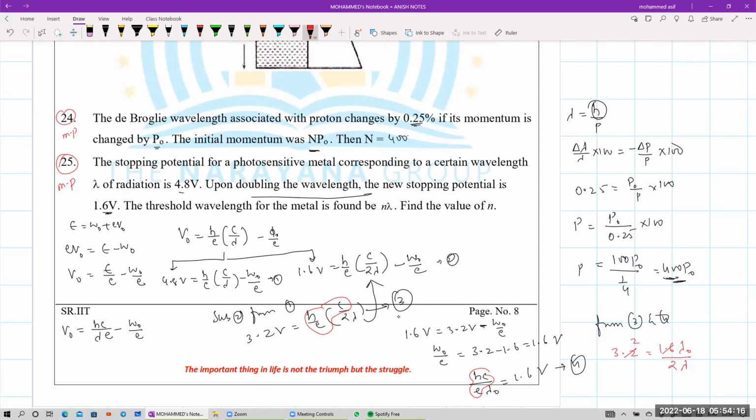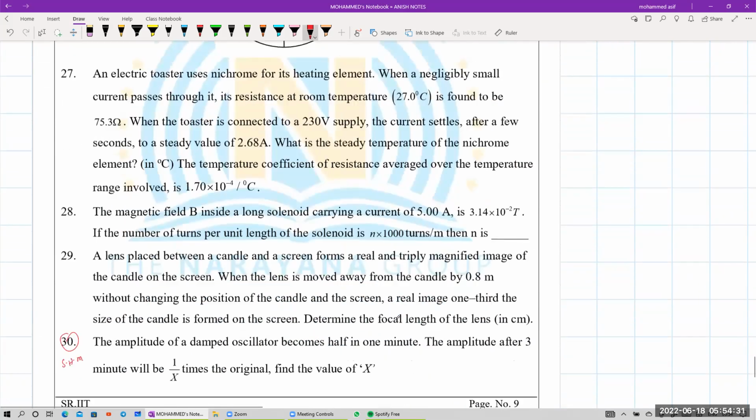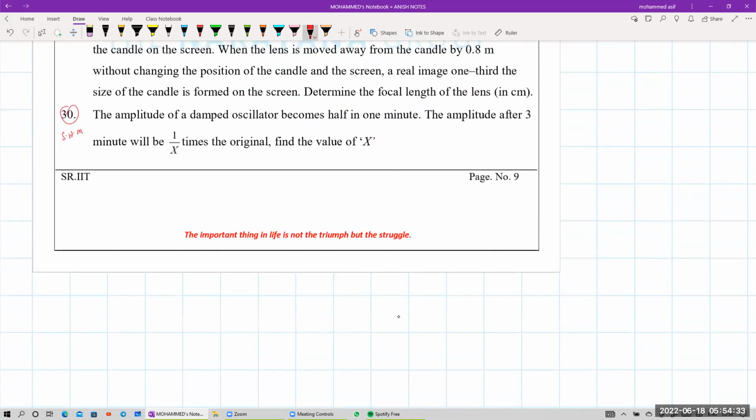Yes, sir. So lambda naught will become how much for me? Lambda naught will become for me 2 into 2, 4. 4 lambda. Yes, sir. And n value will become for me how much? 4. Good question, bro. Practice your questions.